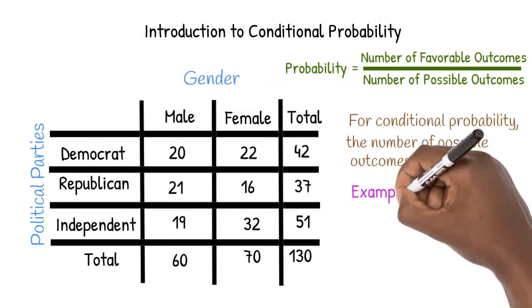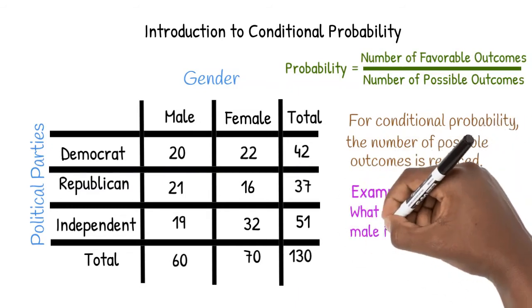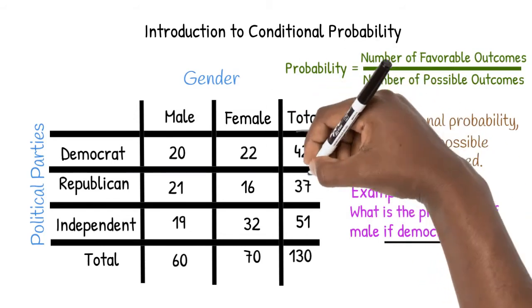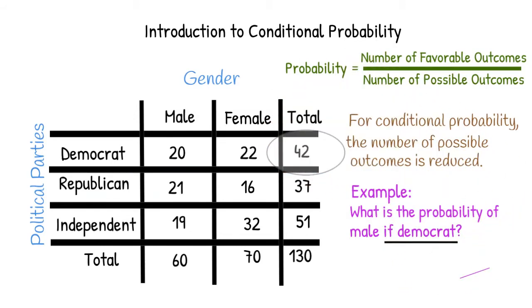For example, what is the probability of picking a male if it is given that we know the person selected is a Democrat? Since we know the person selected is a Democrat, the number of possible outcomes is no longer 130. The number of possible outcomes becomes 42, since that is the number of Democrats. That means that the denominator for this probability is 42.